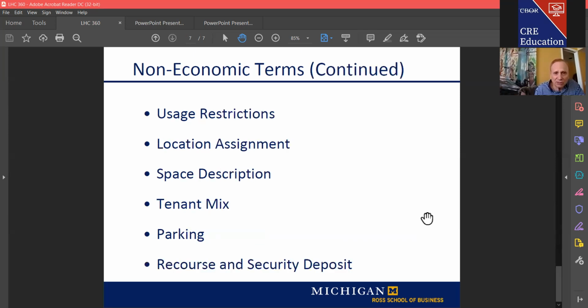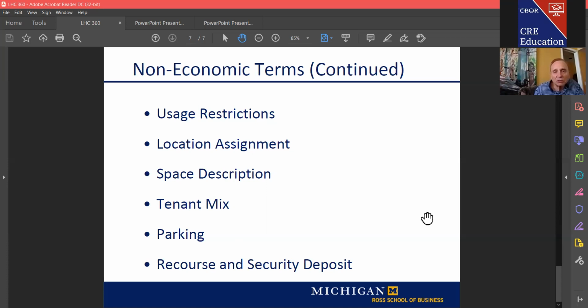Non-economic terms, okay, usage restrictions. Well, that relies on the zoning at that point. What are you allowed to put into your spot, depending on what type of use. The location assignment, well, that might be in the building at this point. If it's retail, there's certain spots, there are corners that are important. In a strip center, there's an end cap. An end cap is strictly the end of a building, so you've got visibility on several different sides. So that helps a lot.